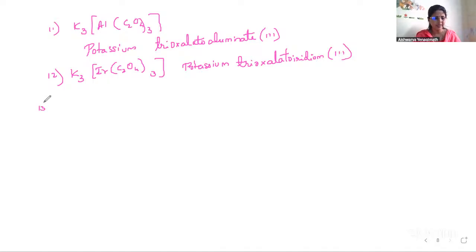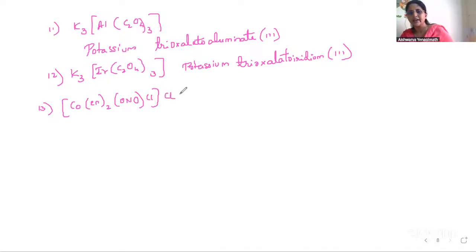Take another example. Let me see how you can tell me this. [Co(en)2 ONO Cl]Cl. Can you take a second to tell me the name for this particular complex? Yes, so this is the positive ion, this is negative, so you'll write it as cobalt. That is done. Fine, what will be the name?